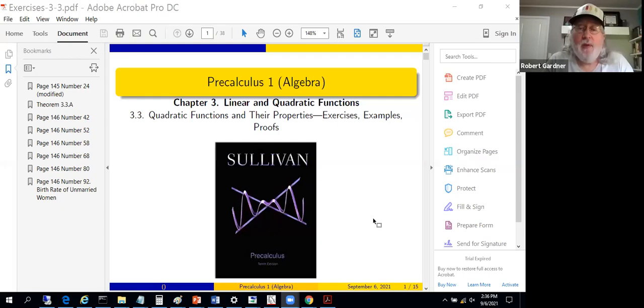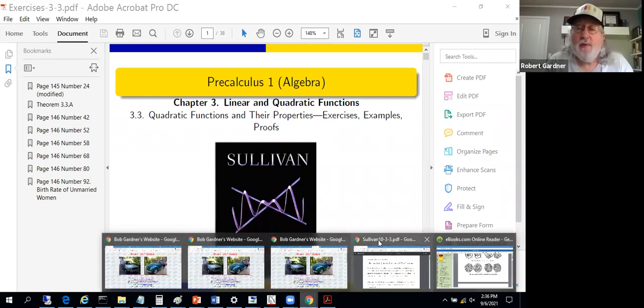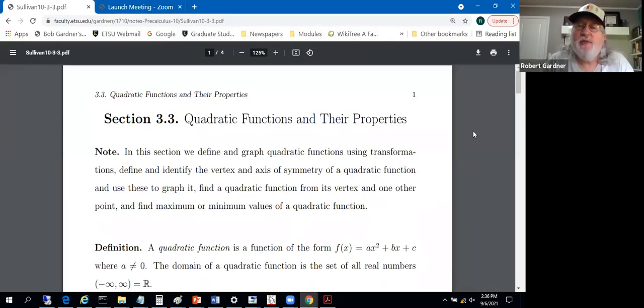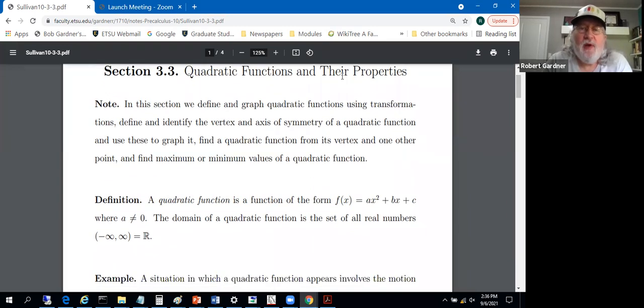Now on to section 3.3, and we'll deal with quadratic functions and their properties. The chapter deals with linear functions and quadratic functions. So here's the other side of the coin, having done the linear function stuff in section 3.1. Now, we're going to define and graph quadratic functions using transformations.